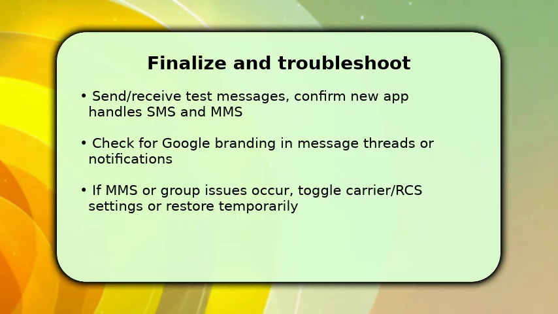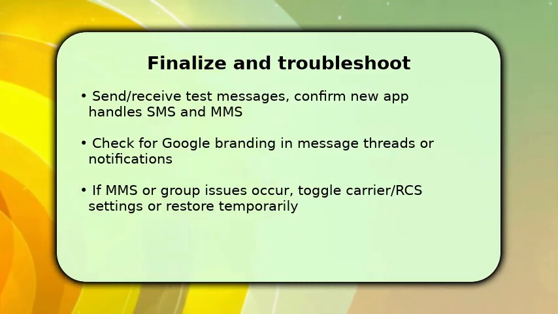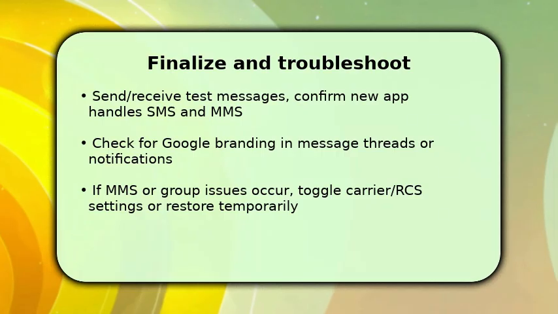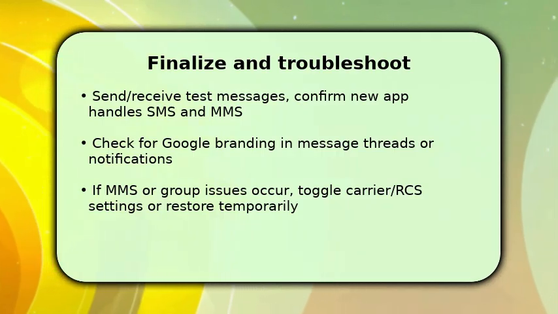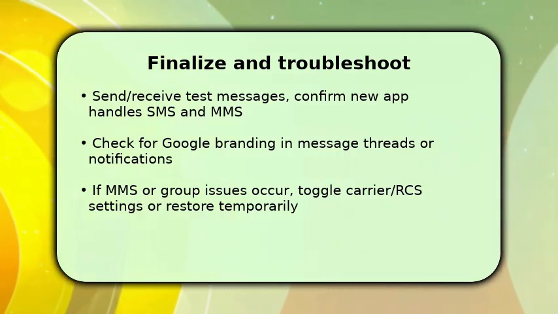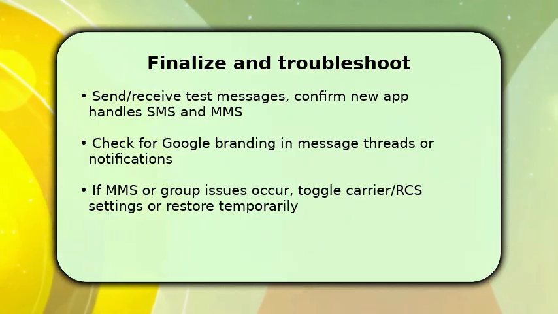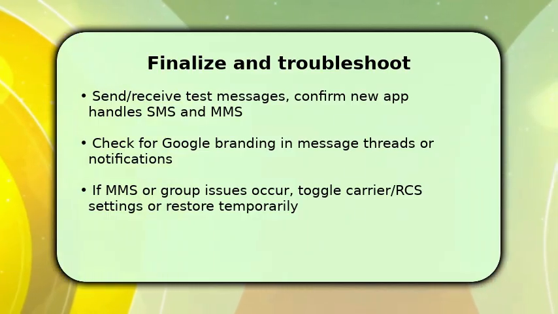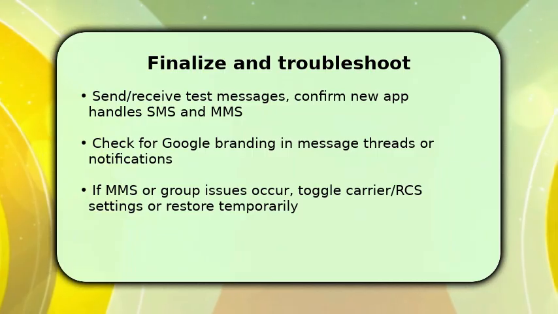If you see problems with MMS delivery or group messages, temporarily enable RCS or re-enable Google Messages just long enough to reset carrier handshakes, then turn it off again. If issues persist, check permissions and carrier APN settings and retry.